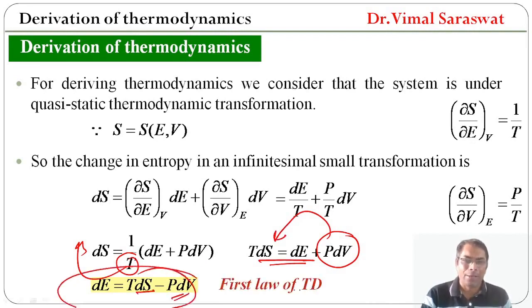And this is the first law of thermodynamics. In this way, we can obtain the first law of thermodynamics, which is actually conservation of energy, according to which energy can neither be created nor be destroyed. It can only be transformed from one form to another form.